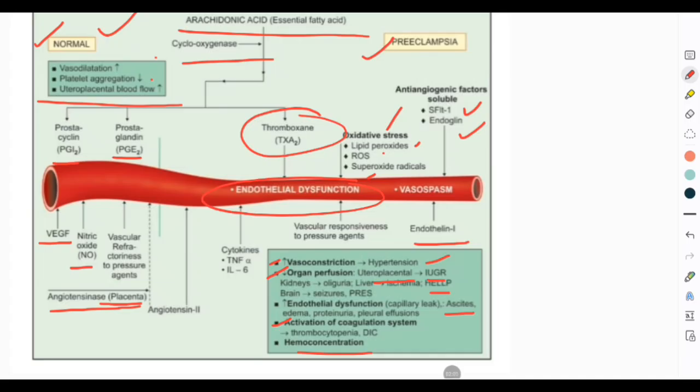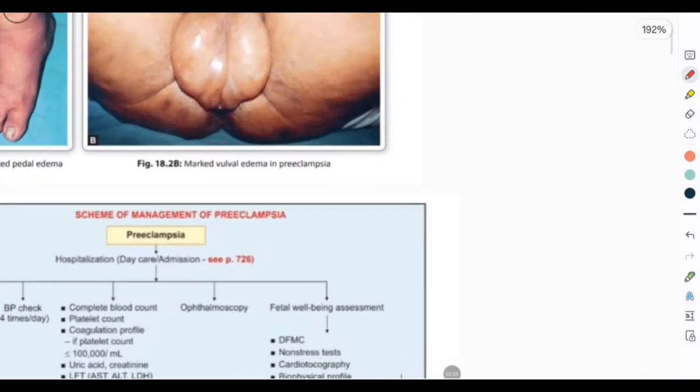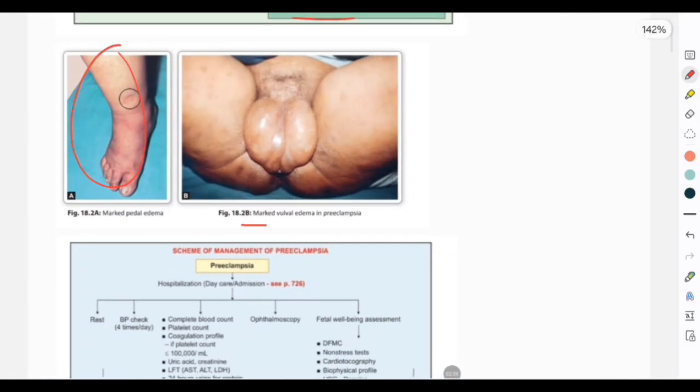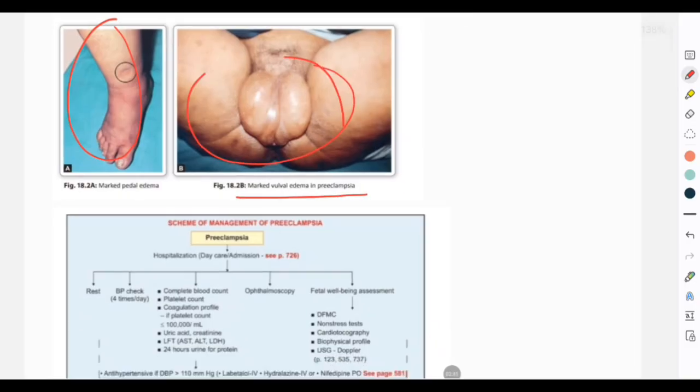and there is hypertension, increase in vasoconstriction, then cytokines like TNF alpha and interleukin 6 are also released. Then there is deficiency of the vasodilators, which is PGI2 and VEGF. Nitric oxide is also a vasodilator. VEGF is vascular endothelial growth factor. Then you can see there is marked pitting ankle edema here, marked vulval edema in preeclampsia.